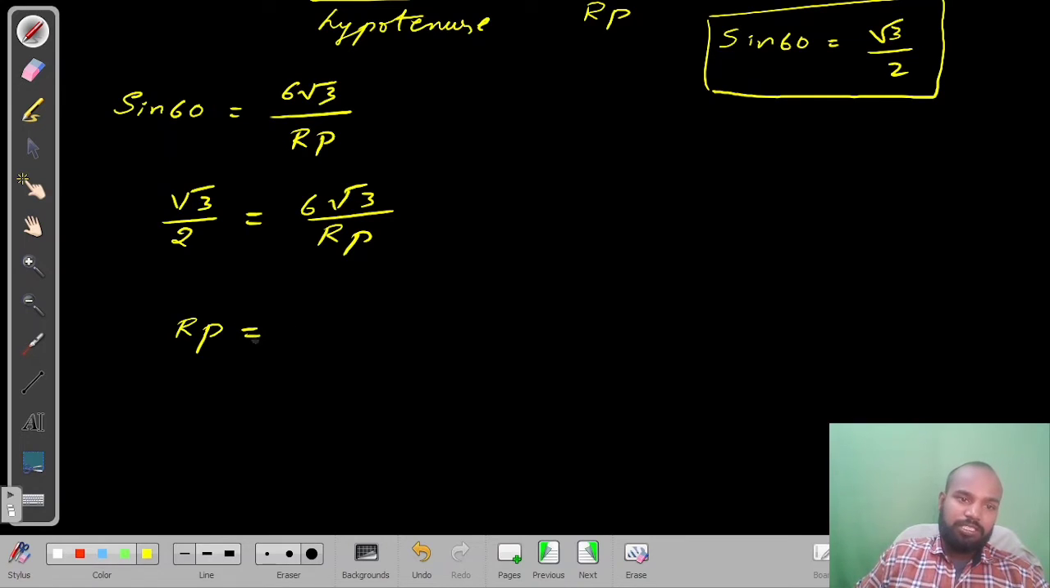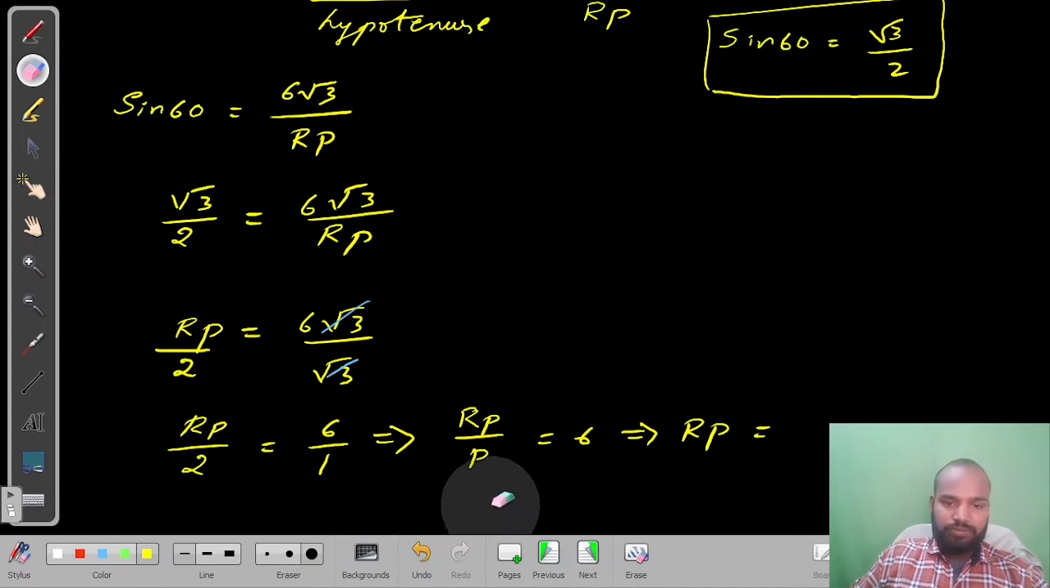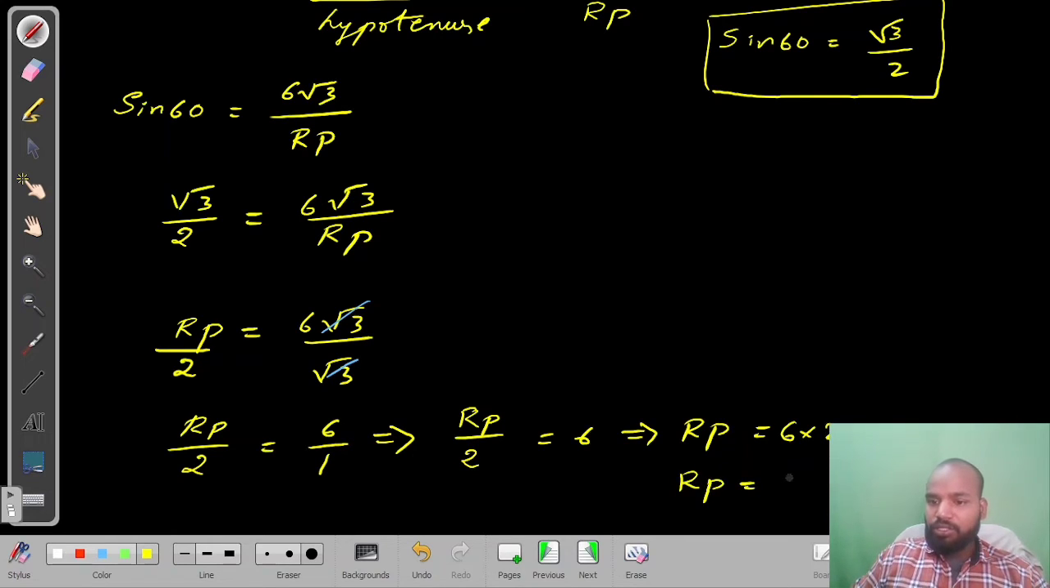RP equals, cross multiply this one. Interchanging, I am sending RP that side and taking root 3 this side. Then we cancel root 3 here. Here only 2 is there, right? Don't write root 2, this is only 2. So RP by 2 equals 6 by 1, so RP by 2 equals 6. Finally RP equals 6 into 2, that is 12. RP equals 12 centimeters.